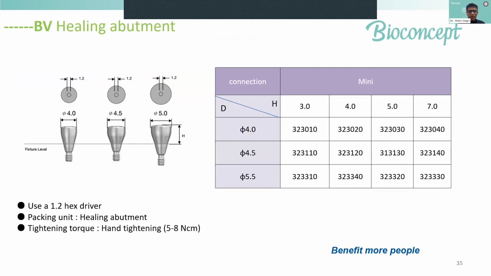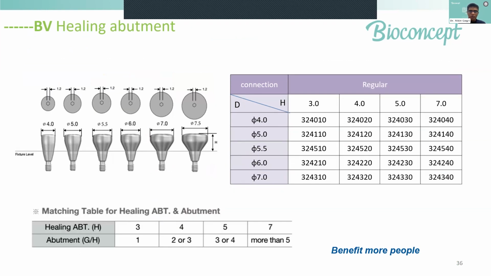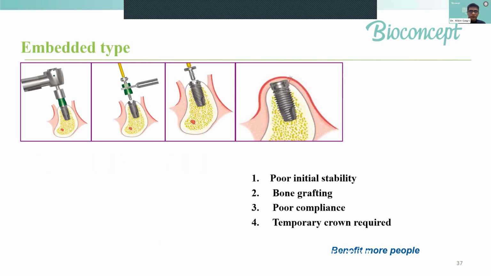These are the types of implant healing abutments. They come in different diameters. As said, if it's a lower anterior, you might need a 4.0. If it's a premolar area, then 4.5, 5.0. And if it's molar, then you might want to even go as wide as available, depending on the space.